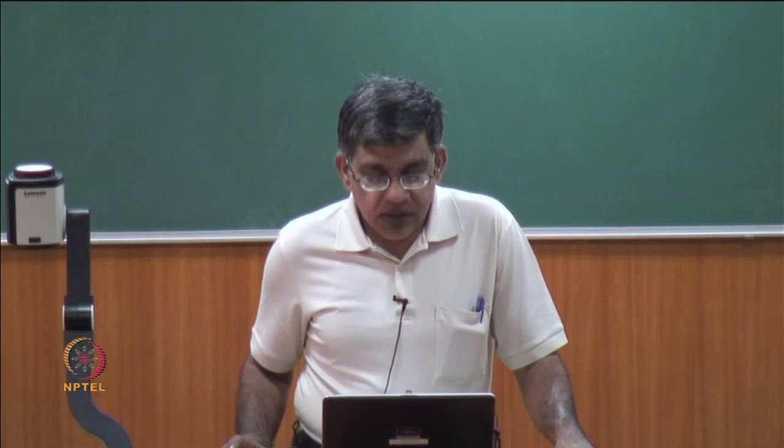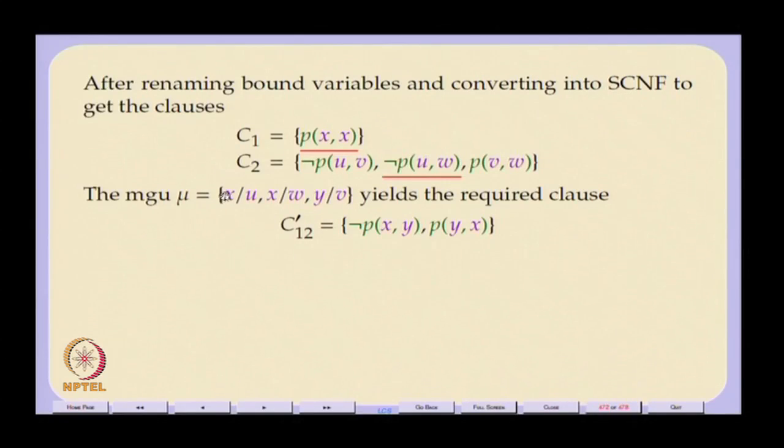So, I have chosen this unifier. That's a strange thing, you know. Could I have just chosen x for u and x for w without a y for v? Could I have chosen x for u, x for w and x for v? If I had chosen x for u, x for w, x for v, that would be less general than this.